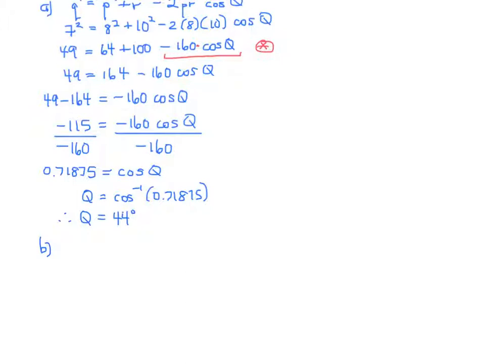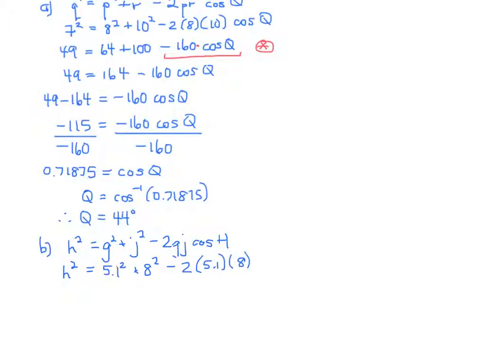So again, we'll start with the side that we're looking for. So H squared in this case equals G squared plus J squared minus 2GJ cos H. Now we'll fill in the given information. So H squared equals 5.1 squared plus 8 squared minus 2 times 5.1 times 8 times the cosine of 60 degrees.